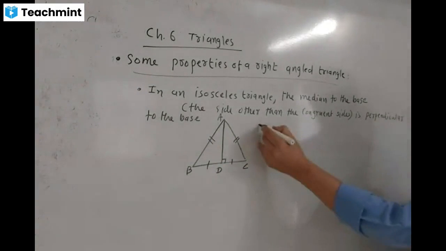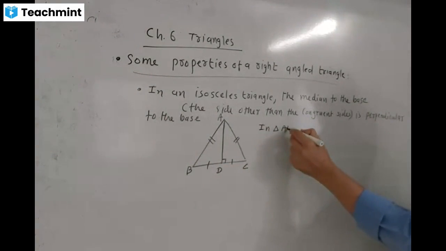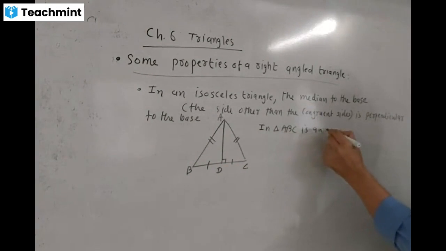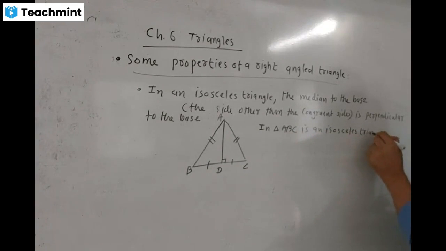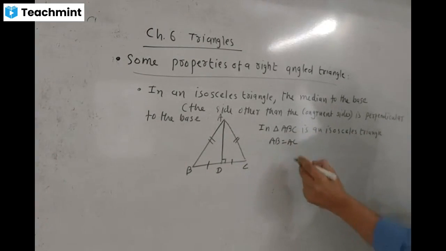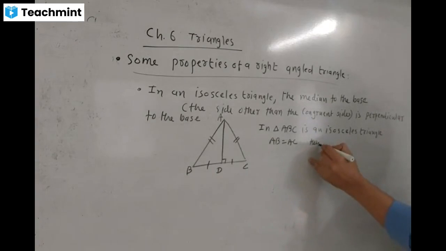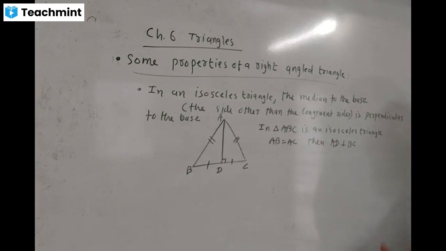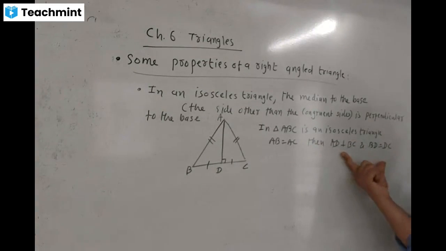In triangle ABC, is an isosceles triangle. Isosceles triangle means AB and AC are equal. AB is equal to AC. Then AD is perpendicular to BC, and BD is equal to DC. ये इक्विलेटरल ट्रायंगल और आइसोसेलेस ट्रायंगल दोनों में होता है.